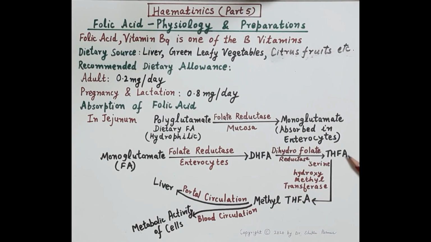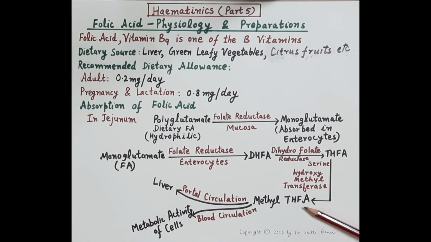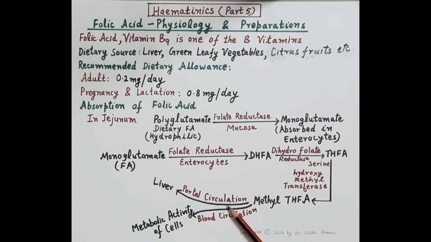Now after this there is methylation of tetrahydrofolic acid. Methylation of tetrahydrofolic acid to methyl tetrahydrofolic acid takes place in the enterocytes by the enzyme serine hydroxymethyl transferase and also by the enzyme 5-methyl tetrahydromonoglutamate. Now this methyl tetrahydrofolic acid is then transported via the portal circulation to the liver and by the blood circulation it is transported to the other body cells.